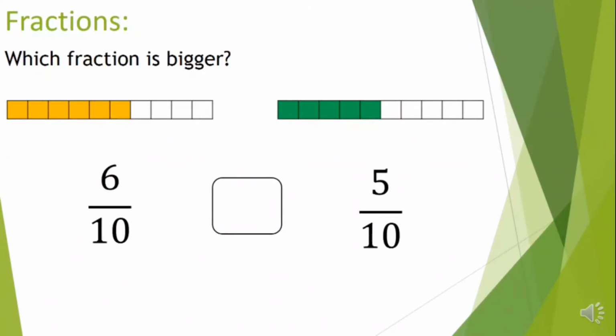Again, same here, straight away we can see that the orange one is the bigger fraction. 6 of the equal parts have been shaded in compared to the 5 equal parts that have been shaded in for the green bar.